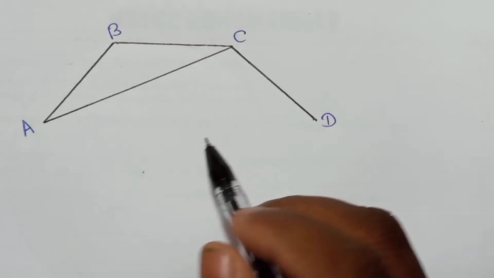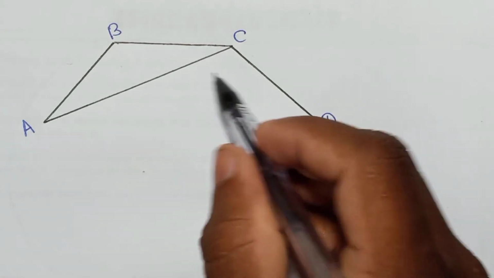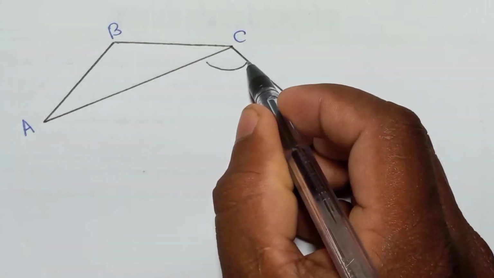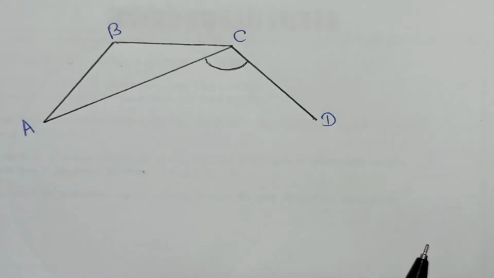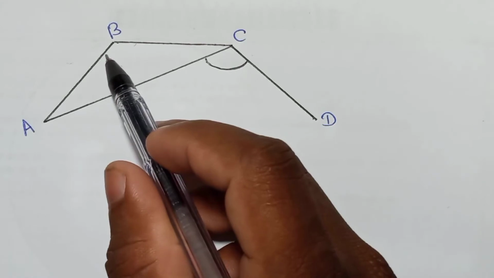Okay, now here they ask to find the value of angle ACD, this angle. This is the angle we need to find, right? I will mark this one you need to find. Now how to do this? We can use two methods to get this type of interior angle.